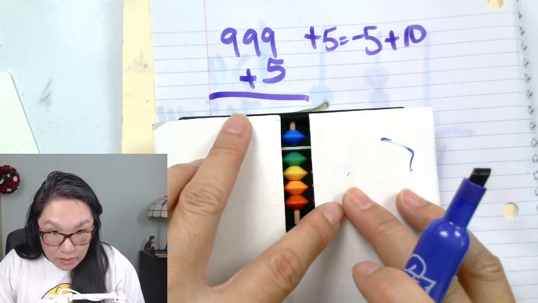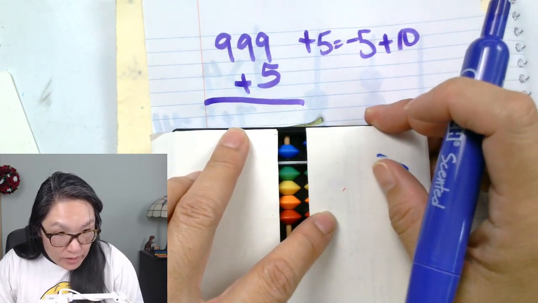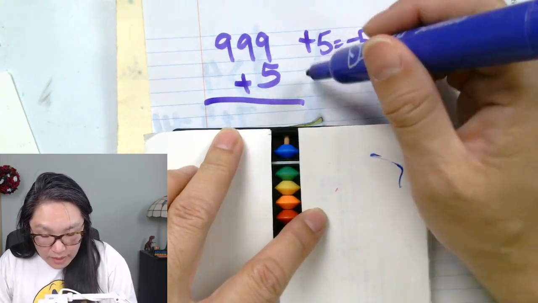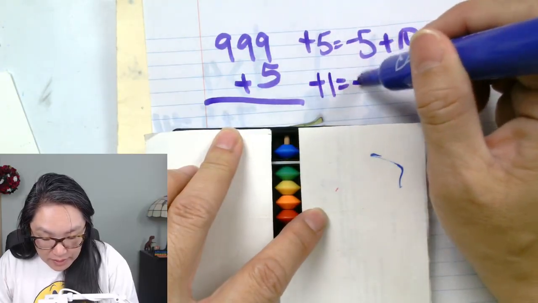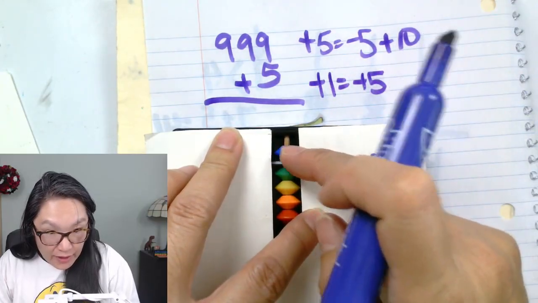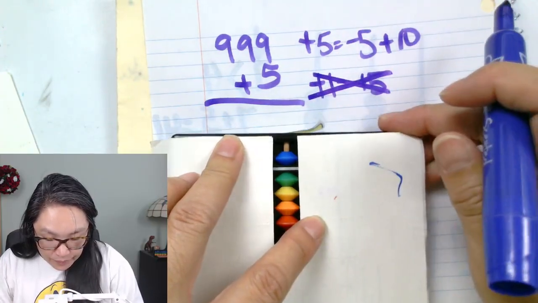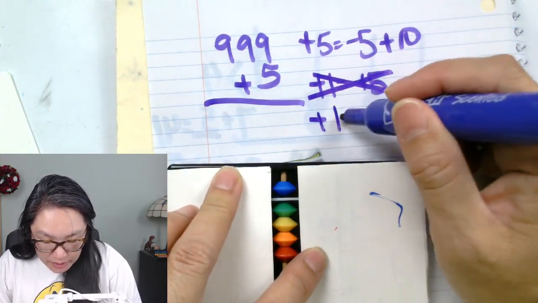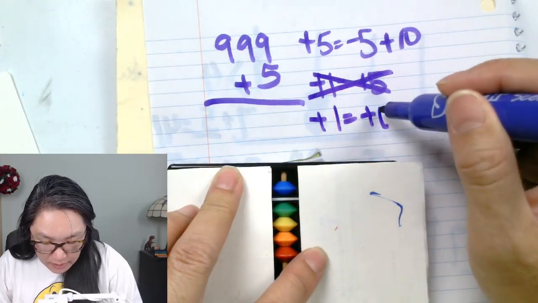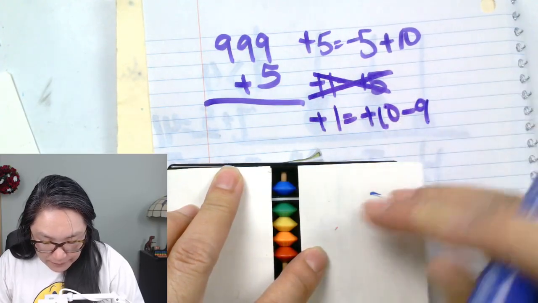I cannot add the 1. What's another way to do it? Plus the 1 is equal to plus the 5. Can I add the 5? No, I can't add the 5. So this is not what I'm doing. I need to plus the 1 is equal to plus the 10 minus 9.